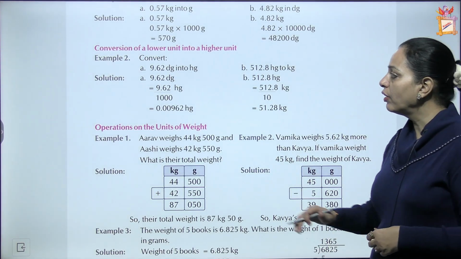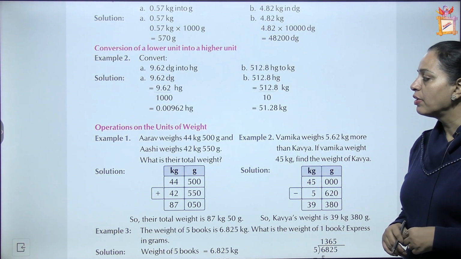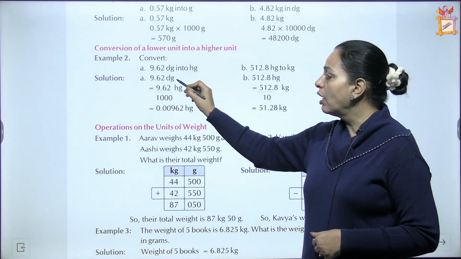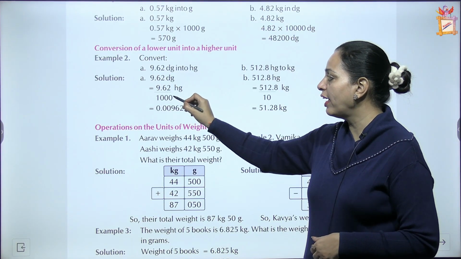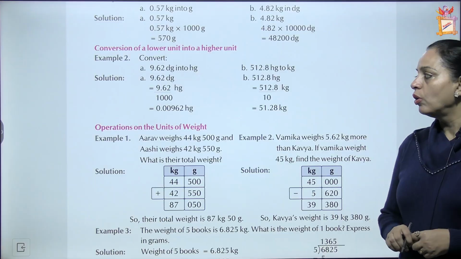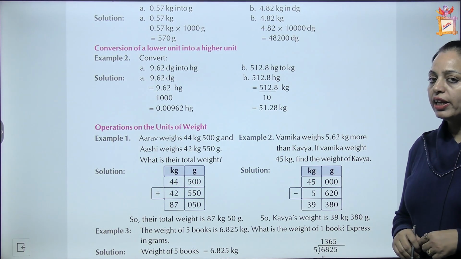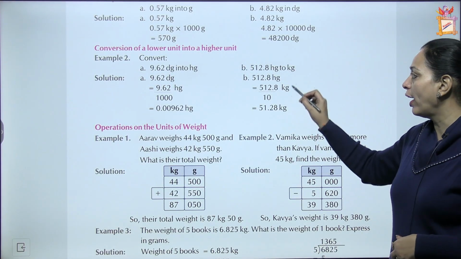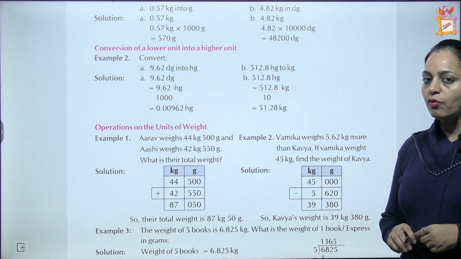Now conversion of lower into higher. Example 2: convert 9.62 decigram into hectogram. So you know 1 hectogram equals 1000 decigram. So from decigram we have to go to hectogram, so divide by 1000. This is the value. Now part B, 512.8 hectogram to kg. So 1 kg equals 10 hectogram. So from hectogram we have to go to kg, so divide by 10. So this is the value.